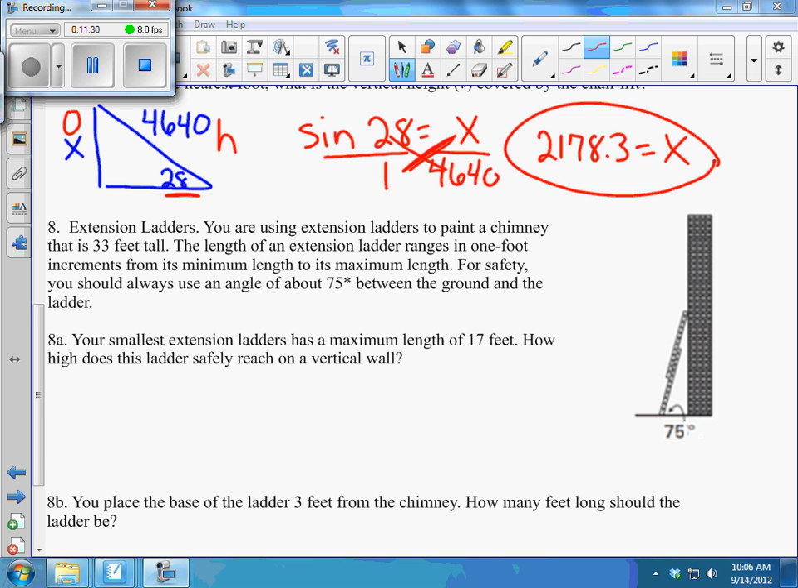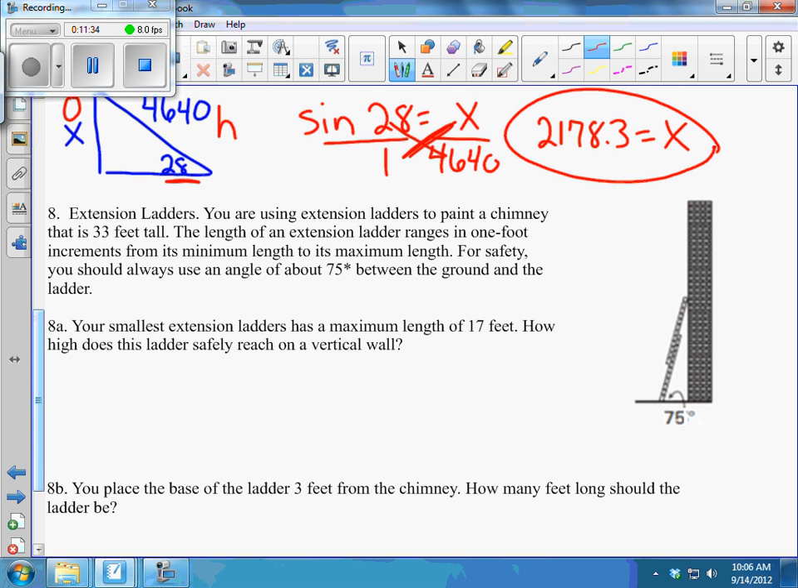All right, so picking back up, even though there was only a pause for you, we're going to go to number 8. Number 8 uses the picture at the right, and it just talks about that I'm using a ladder, I'm laying it against a chimney, and that everything's in 1 foot measurements. So it says, for safety, you should know that you have to have a 75-degree angle between the ground and the ladder, and that's what they show you over here in the picture, okay?